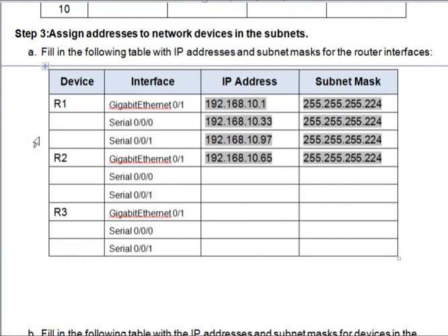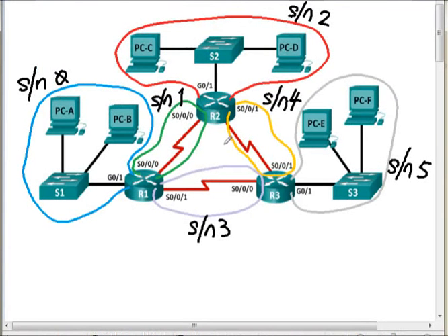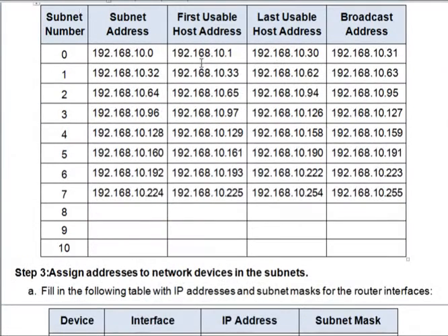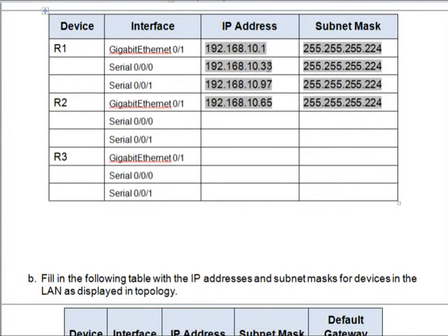Okay, so let's examine the next one, 0/0/0 for R2. For R2, 0/0/0 is in subnet 1. So let's take a look at our subnet 1. In this case, we have the subnet 1 range between 192.168.10.33 to .62. But we have already used up .33 earlier, so let's use the next one, 192.168.10.34, and the subnet mask will be the same.